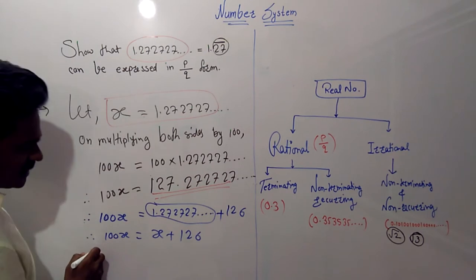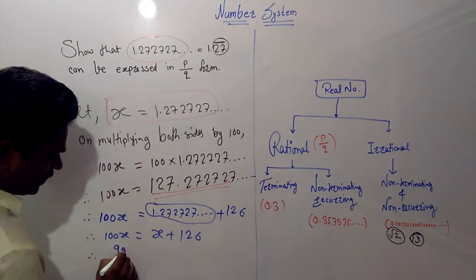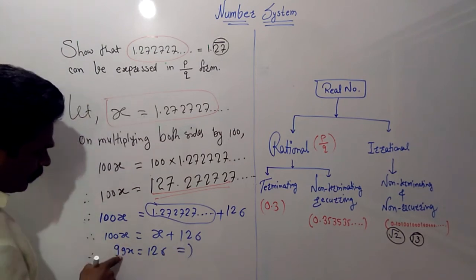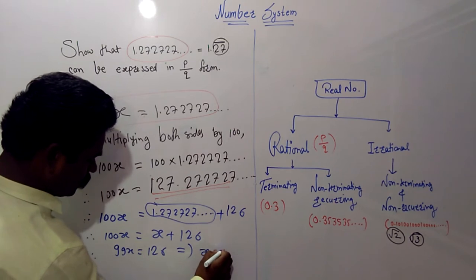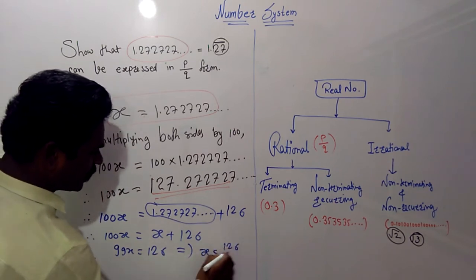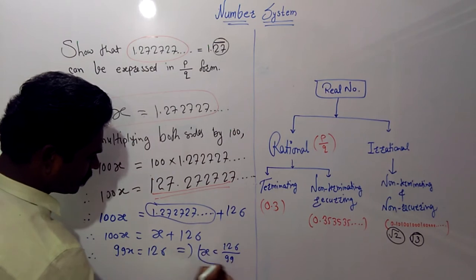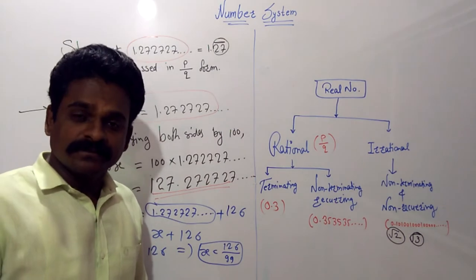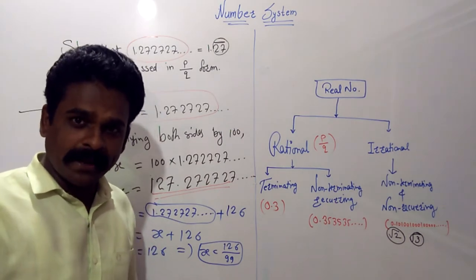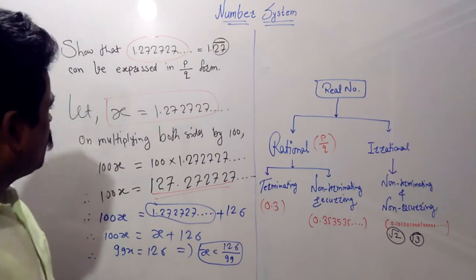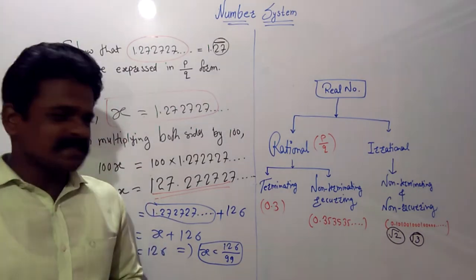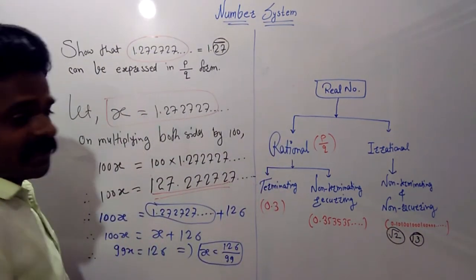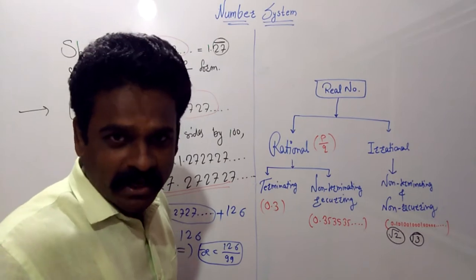So just transferring this x to the LHS, it will become 99x is equal to 126. Therefore we will get x is equal to 126 upon 99. This is your P by Q form. That's it. This is the P by Q form. Okay, fine, no problem. So this is the second example from that category. Now take the next example from the same category, and then we will move towards the next category of problems.